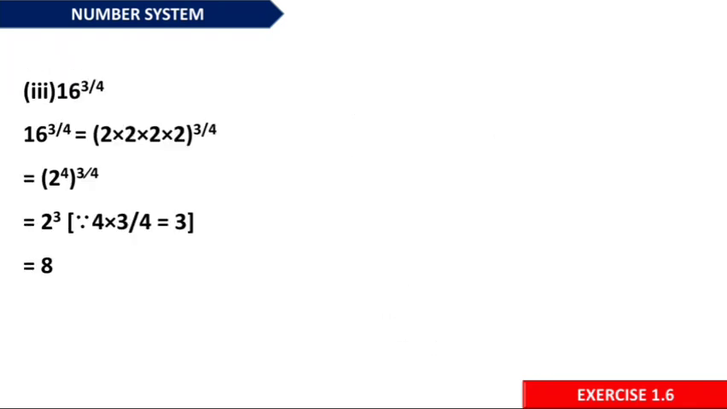Now let's see the next question. How did we solve the previous one? In the same way we have to solve this. Here I didn't do all the methods one by one because by solving all these problems we come to know how you have to solve this.